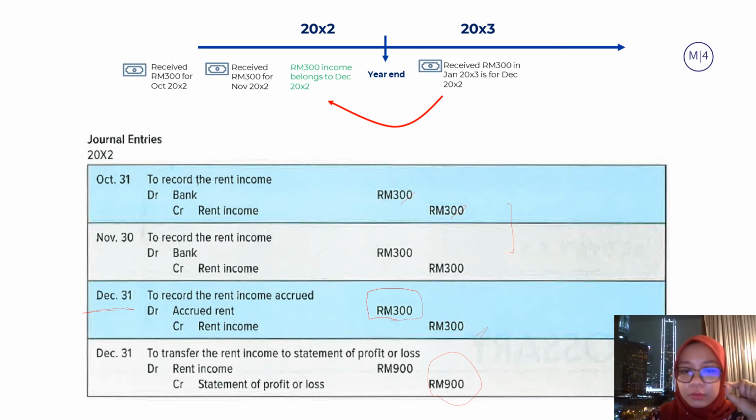And then this accrued rental part, accrued rental income. I prefer you to write it down as accrued rental income instead of just accrued rent, because we want to recognize whether it is accrued rental income or accrued rental expenses. So better to write it down as accrued rental income, otherwise you will confuse yourself.